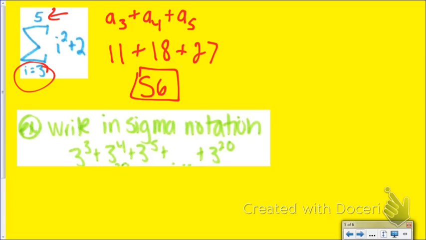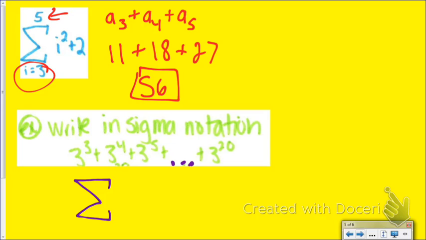Alright, then for this last one here, I'm just going to take a series, and my little dot dot dots here are kind of hard to see. So there is a gap here. It goes from 3 to 4 to 5, and it keeps going all the way till 20. I'm going to write this in sigma notation. So what I'm going to do is I'm going to come up with my sigma. The first thing I need to come up with is my actual sequence.